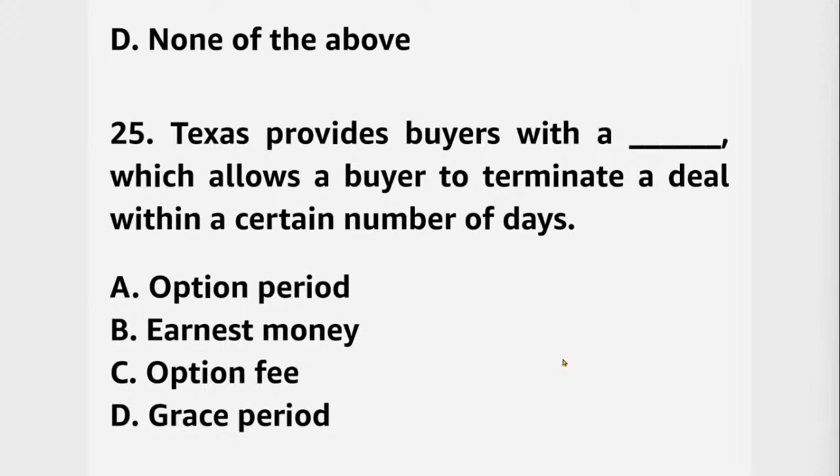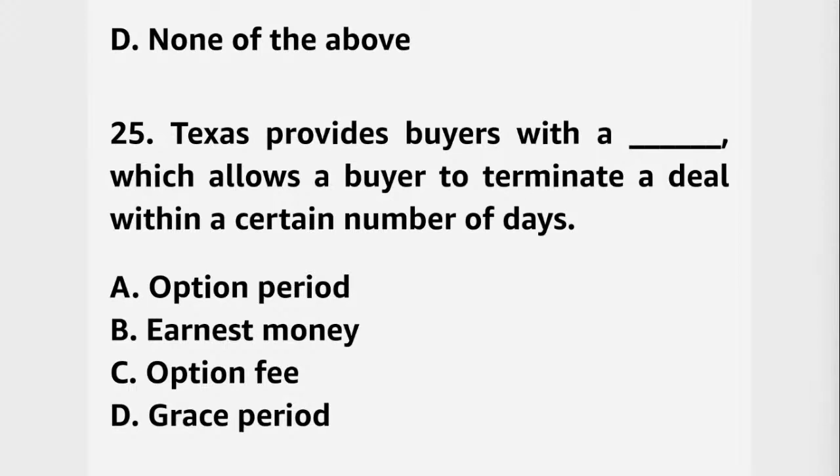Okay, others are getting it right. So there's a cost that goes with it, but there is another term that it's called in the contract. It is called the option period. The option fee is what is paid to have that option period given to them.